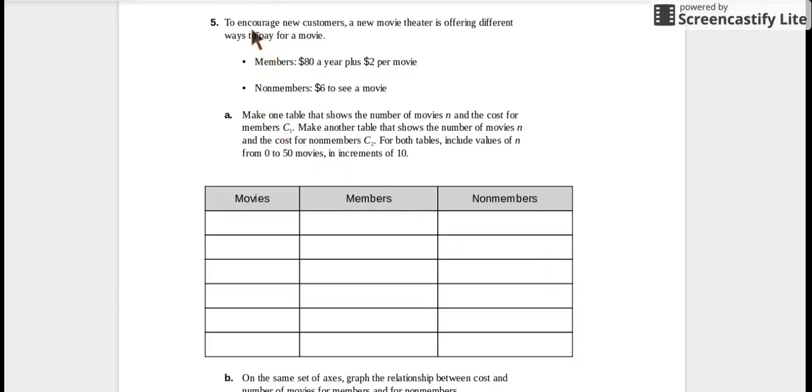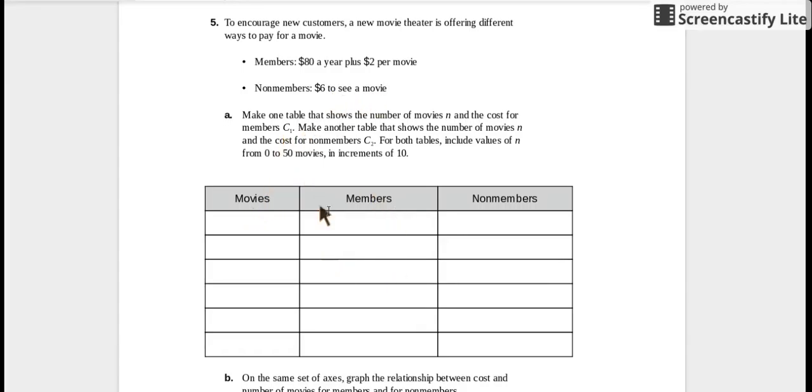The fifth question for the test: to encourage new customers and new movie theaters offering different ways to pay for a movie. For members, there's an $80 a year plus $2 per movie. For non-members, it's $6 to see a movie. So the same way of saying $6 per movie.